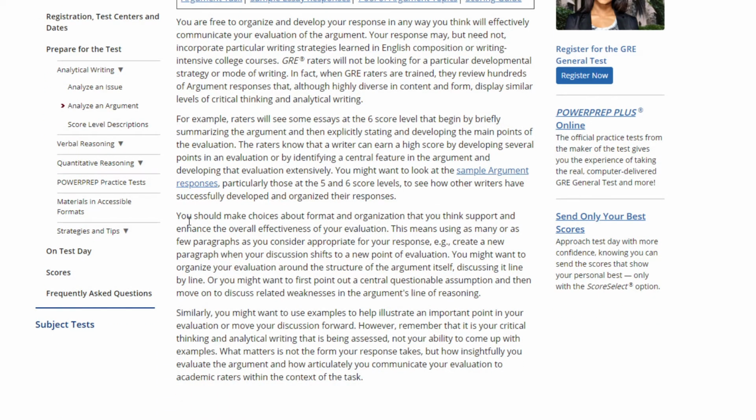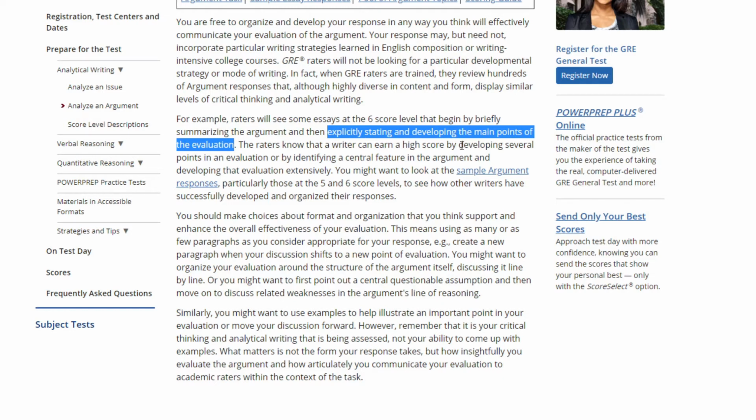So here in the second and third paragraph, they go over what a 6 would look like. And they say, that might begin by briefly summarizing the argument, so having some sort of brief introduction, and then explicitly stating and developing the main points of the evaluation. So what does that look like? What are all these main points? So I think that there are two main ways to respond to this.